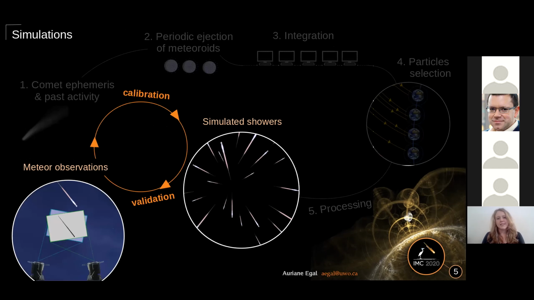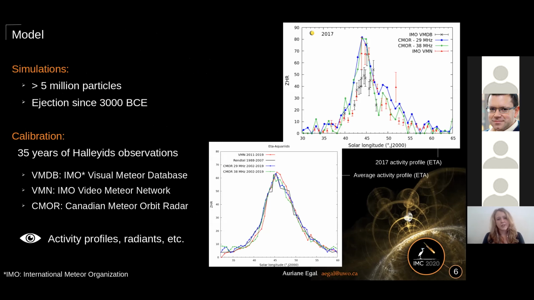For the Halleyids, we have simulated more than 5 million particles ejected from the comet since 3,000 BC. We have integrated them, and then we have carefully calibrated them on 35 years of Eta-Aquariid and Orionid observations. The first part of this project was really to compile and analyze all these observations in the visual, video, and radio range that were collected by the International Meteor Organization and the Canadian Meteor Orbit Radar. Here in this figure, you have an example of the activity profiles we used for the Eta-Aquariid calibration.